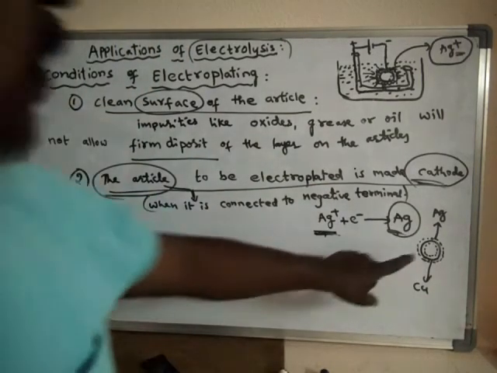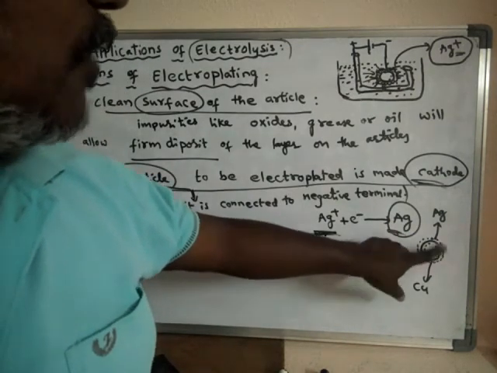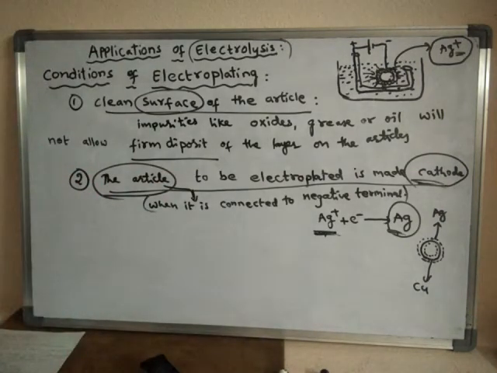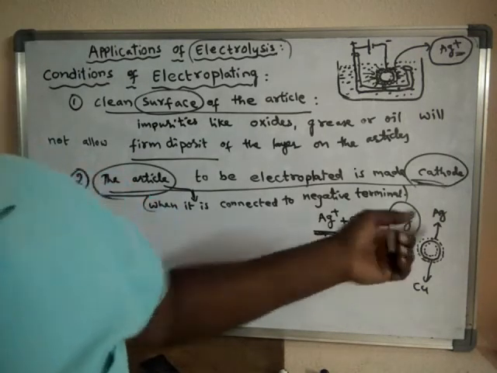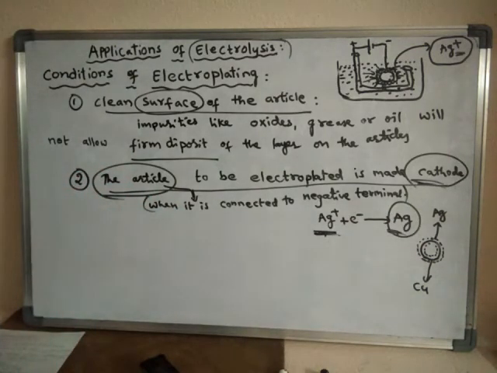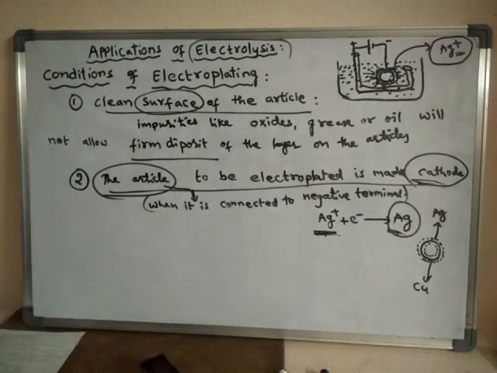So on the surface of the cathode, this silver is deposited. The entire surface is covered with silver. That is why the appearance of the copper will now be silvery. Generally we think that it is a silver article, but inside, copper is present. So this is the trick behind electroplating. Next, the second condition is that the article to be electroplated is made the cathode.